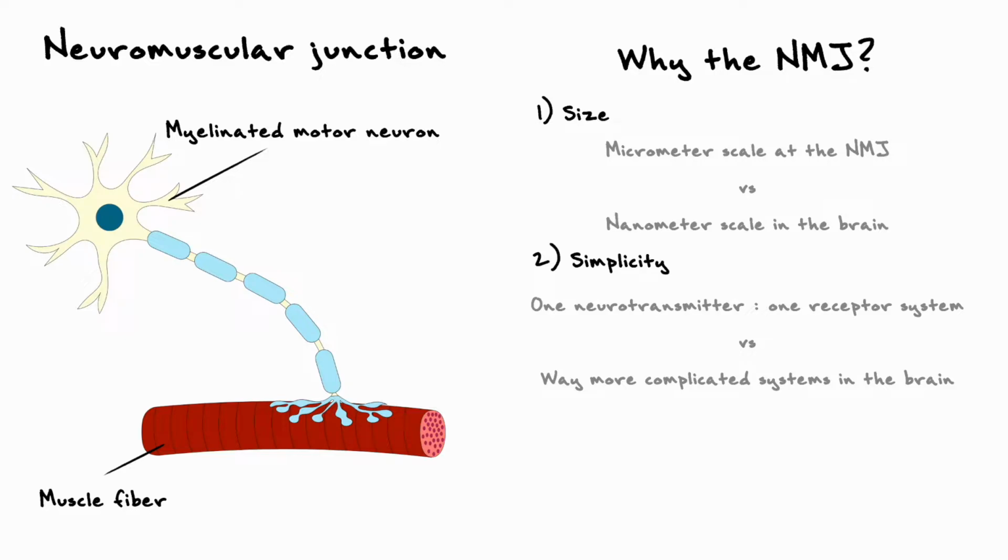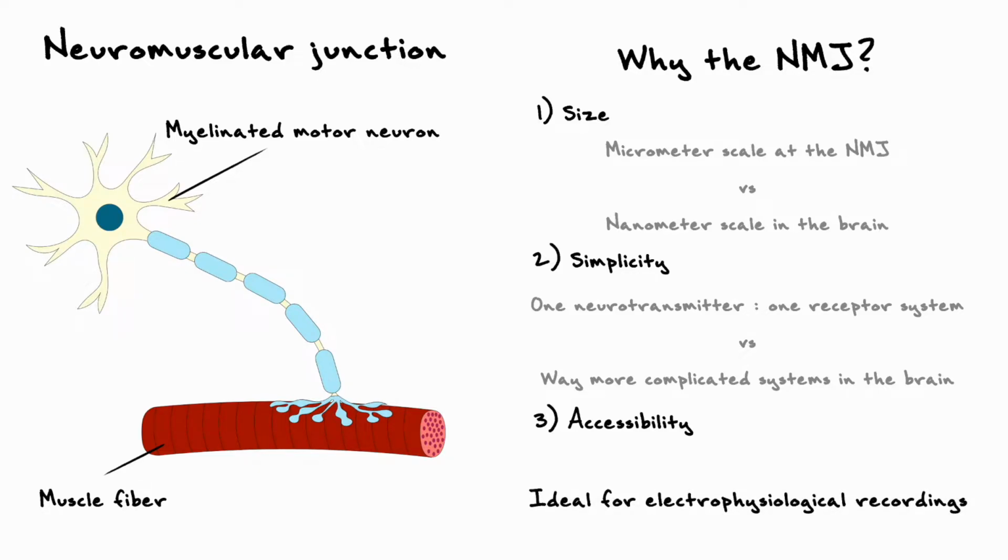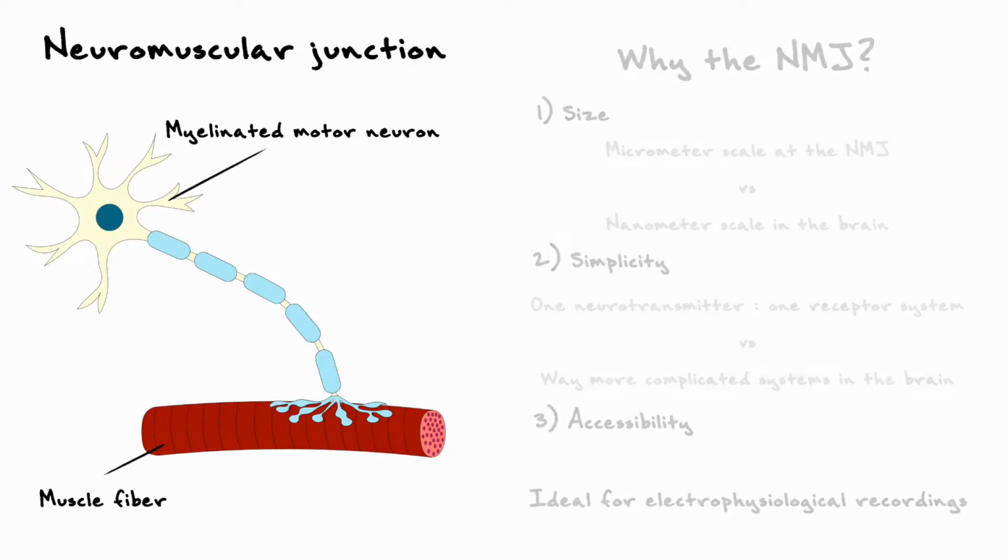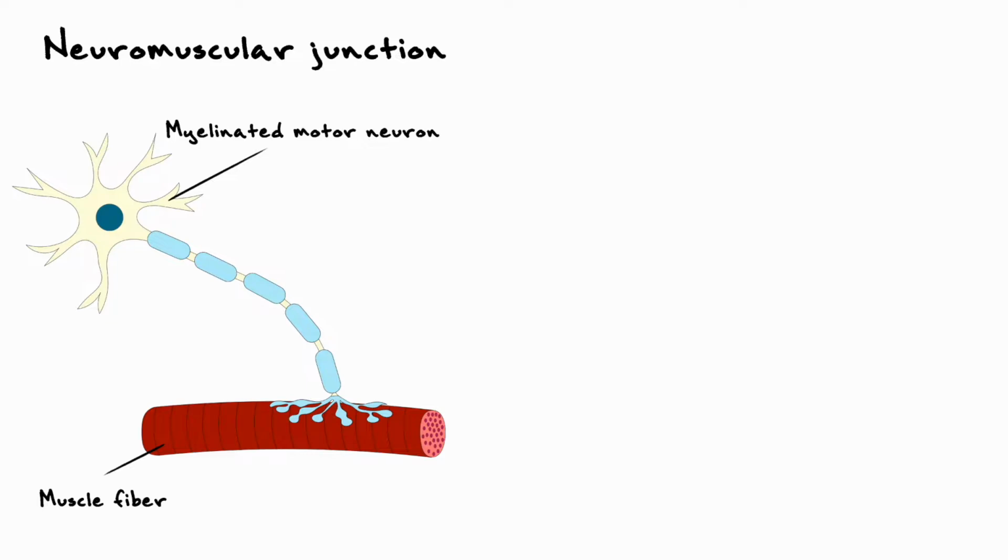The third advantage of this synapse is its accessibility, and this should be obvious from the first point given that they are considerably bigger and usually more isolated. These three factors together make the neuromuscular junction a very suitable site for analysis and allow electrophysiological recordings to be made without damaging the structure. Now, the way I will go about this section will be a bit different than how it is typically covered.